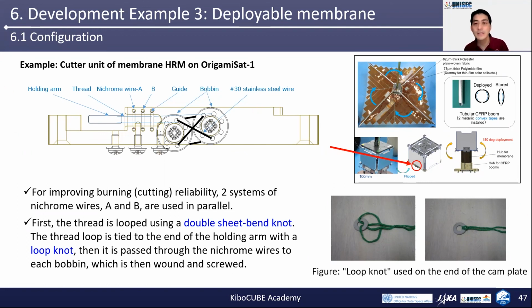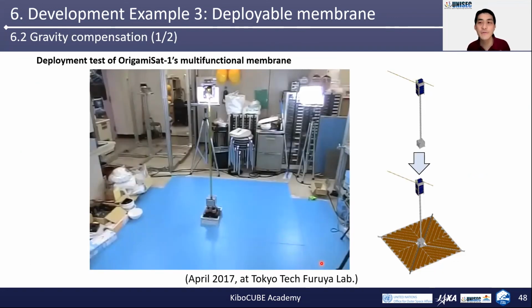First, the thread is looped using a double sheet bend knot. This loop is tied to the end of a holding arm with a loop knot, then passed through the nichrome wires to each bobbin, which is then wound and screwed. This movie shows the ground deployment test. The satellite is in this configuration first, then the membrane is deployed.